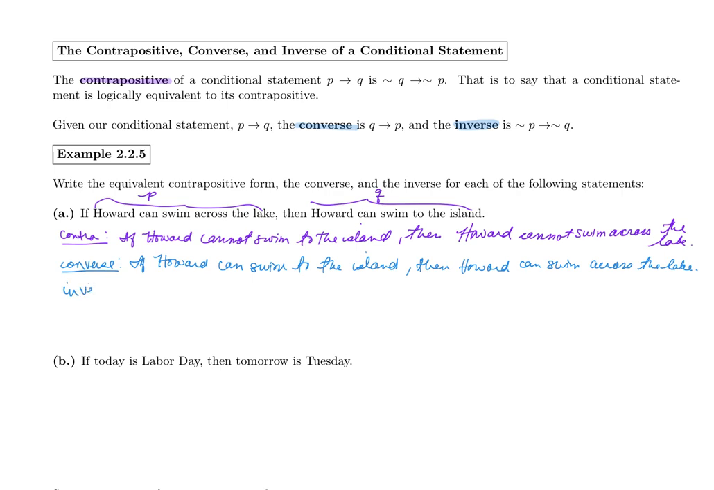Our inverse says, okay, fine, then just negate the P and the Q and leave them in the same order. If Howard cannot swim across the lake, then Howard cannot swim to the island. Well, what if the island's really close to this shore? Maybe Howard can just walk to the island. Maybe he doesn't even need to swim. Wow, my across looks terrible. Let me rewrite that. Across, there we go. If Howard cannot swim across the lake, then Howard cannot swim to the island.